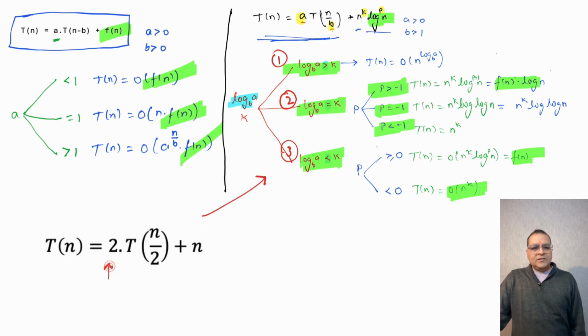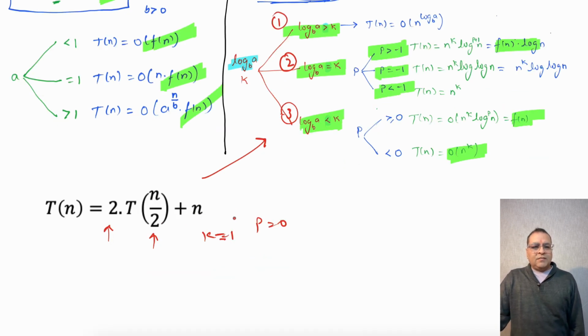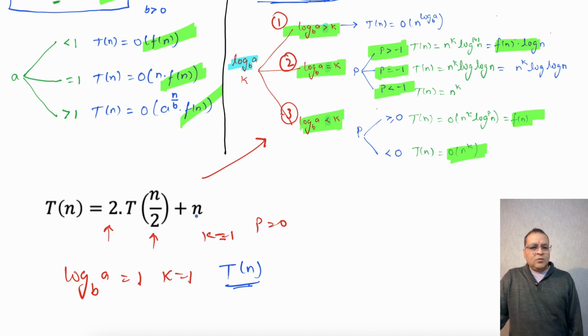In this case, a is 2, b is 2, k is 1 and p is 0 because we do not have any logarithm component in the function. Now log of a to the base b is log of 2 to the base 2, that comes out to be 1. Because log of a to the base b is also 1 and k is also 1, this is also case 2. And we know that in case 2, we check the value of p. Because we do not have any logarithmic component in the denominator, therefore the answer is this function into log n. The answer is n log n.